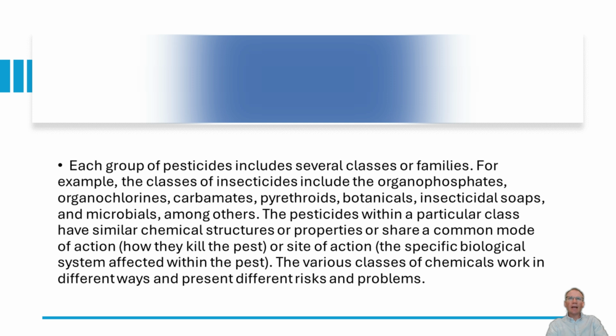Each group of pesticides includes several classes or families. For example, the classes of insecticides include the organophosphates, organochlorines, carbamates, pyrethroids, botanicals, insecticidal soaps, and microbials, among others. The pesticides within a particular class have similar chemical structures or properties, or share a common mode of action, how they kill the pest, or site of action, the specific biological system affected within the pest. The various classes of chemicals work in different ways and present different risks and problems.